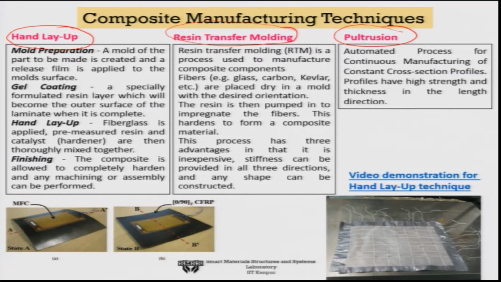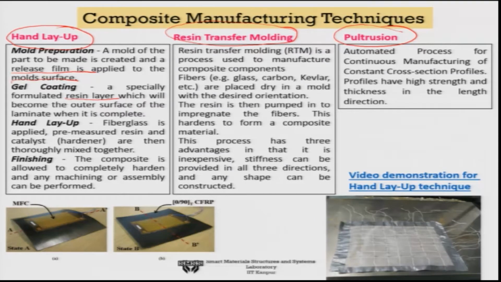Now, if we first look into the hand layup technique, mold preparation is one of the very important parts of a hand layup technique. So, you have to first prepare a mold, over which you basically wrap the composite material, and then you have to make sure that the composite comes out beautifully. So, you have to apply a release film over the mold surface, so that it comes out beautifully. And there we also put a gel coating, which is a specifically formulated resin layer, which becomes the outer surface of the laminate. You do not want the fibers to actually come out. So, we put a resin layer. So, that is the second layer.